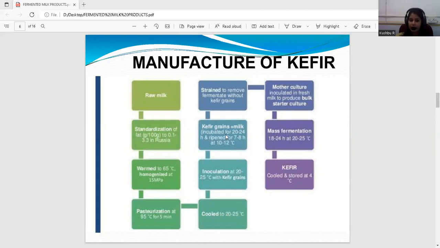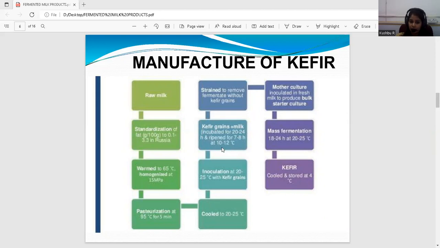And then this milk incubation process creates a ripening in the milk, that is the fermentation in the milk, which increases its acidity, alcoholic content, and carbon dioxide content in the milk, thereby changing the flavor of the milk. This happens for about 7 to 8 hours, and then the temperature is reduced to 10 to 12 degrees Celsius. After this complete incubation and the ripening process, the grains are separated from the milk.